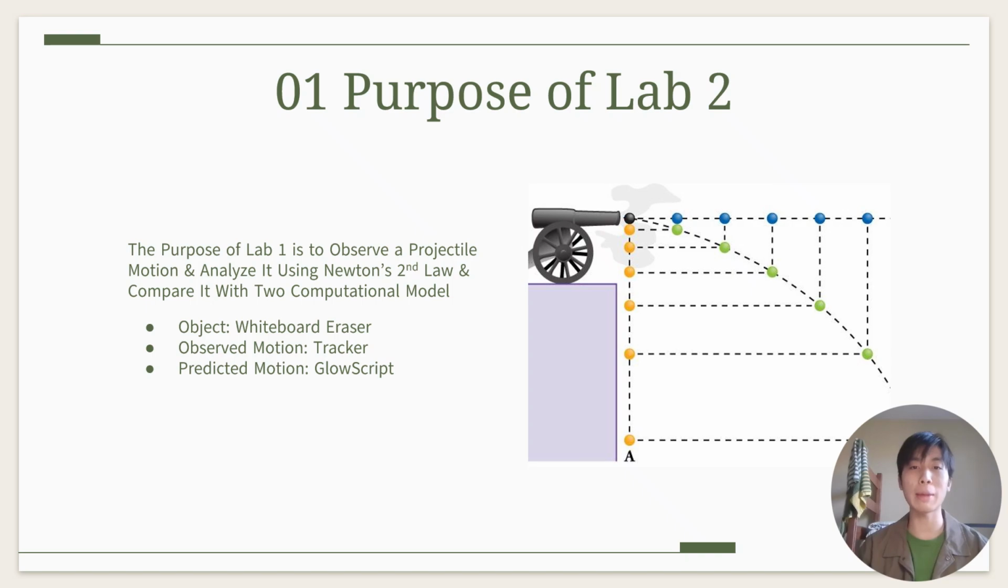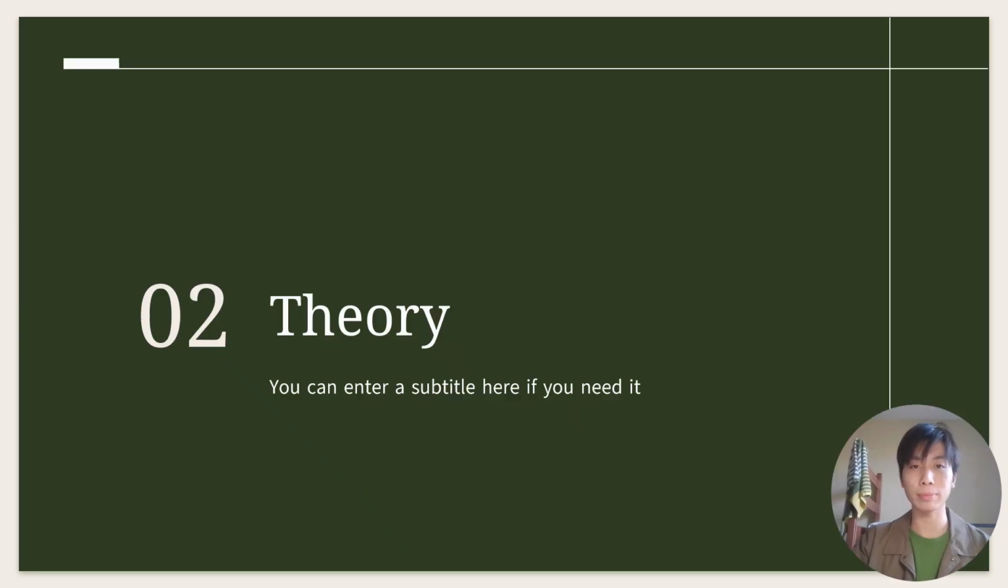So first of all is my introduction to the lab. The premise of lab 2 is basically to analyze the projectile motion using Newton's second law. And then I'll also create two computational models in GlowScript to compare it. The object will be a whiteboard eraser, which is a very common object, a rectangular cube. To observe the motion, we'll use an iPhone to capture the motion and use Tracker to do the calibration. And finally, we will use GlowScript to produce the predicted motion.